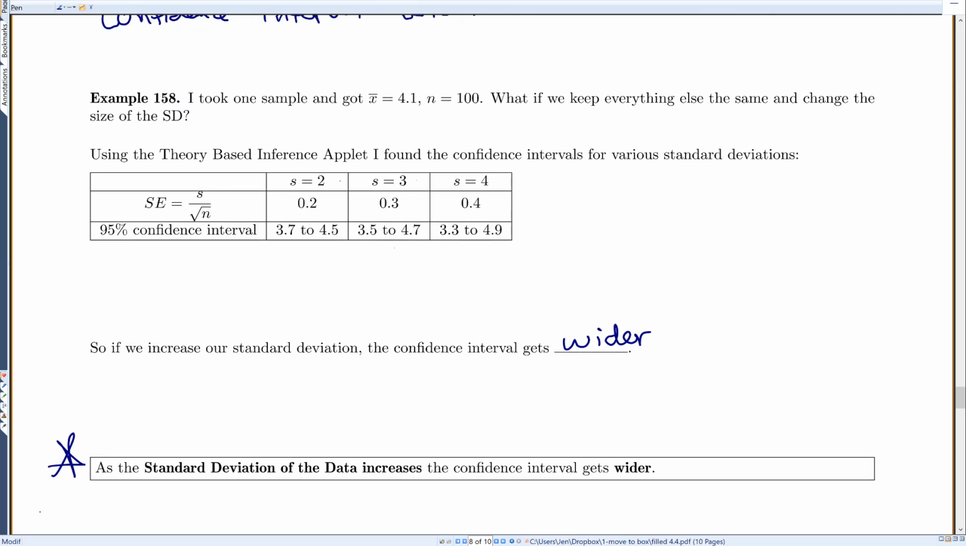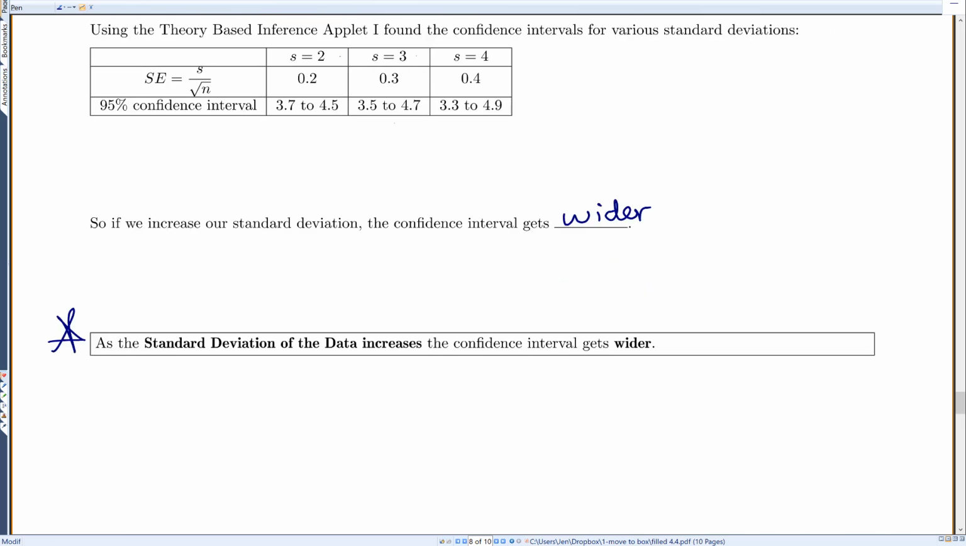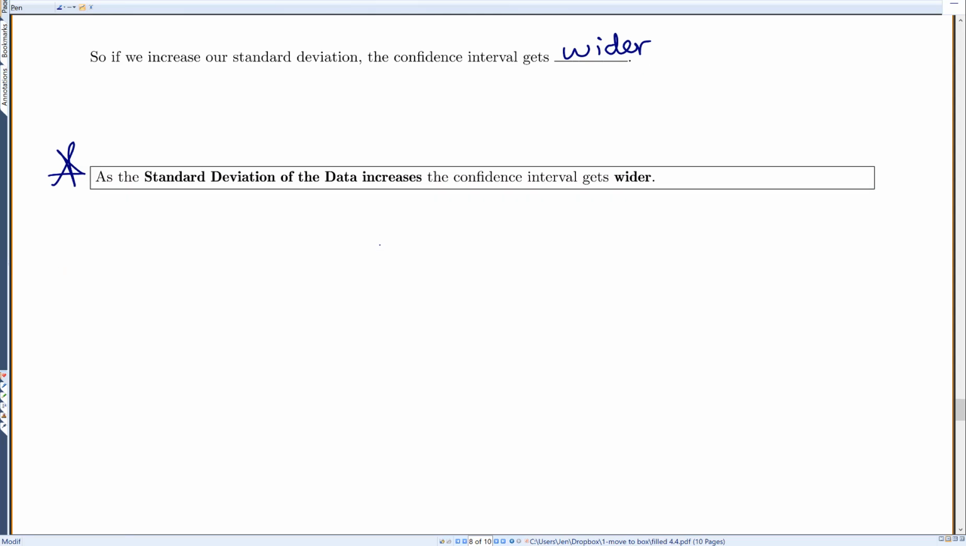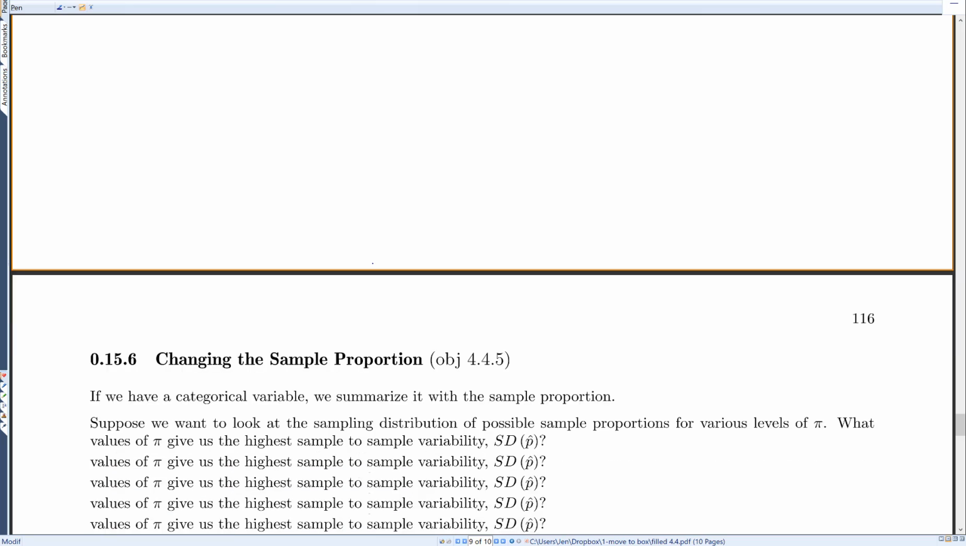Now, you don't necessarily have to memorize all of these, because on the test, if they give you the data, you can just put the data into the applet, find the confidence interval, and see which one is wider. Okay, but it does help if you can understand this, and if you can memorize it, great. But if you forget on the test, just put everything in the applet, find the actual intervals, see which one is wider.